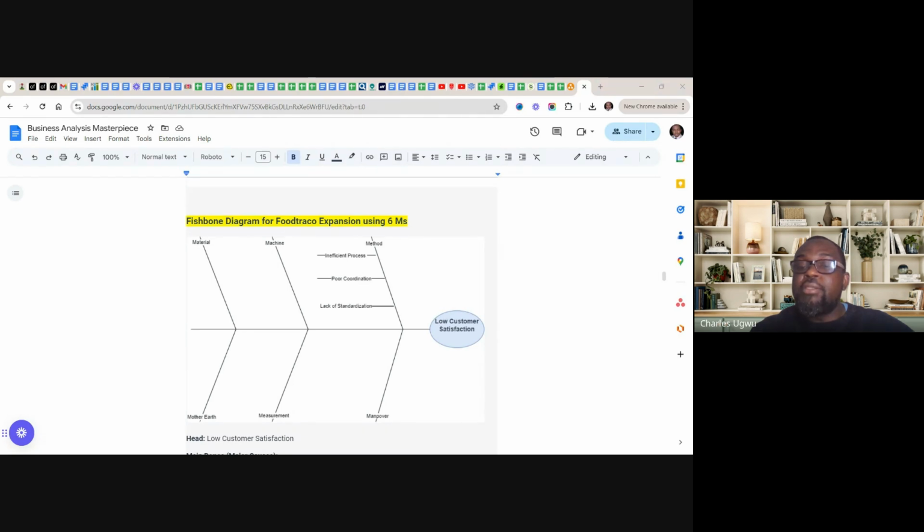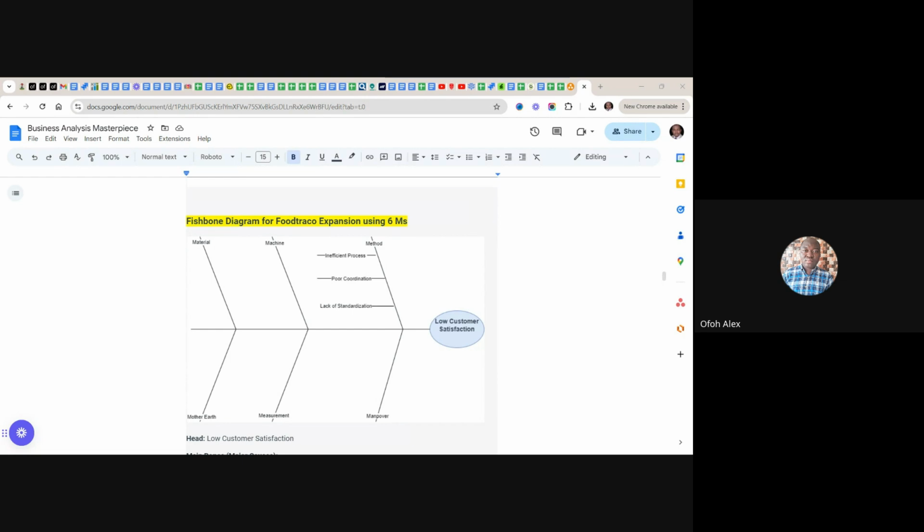Yes, good evening. Thank you for this important information this evening. I appreciate it. I just want to ask a question on the fishbone diagram. When addressing issues in an organization and I want to use this fishbone diagram, I want to ask if it is compulsory that I must use all the 6 M's before I get to the root of the problem.